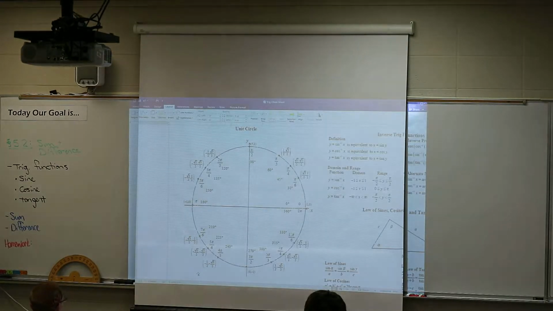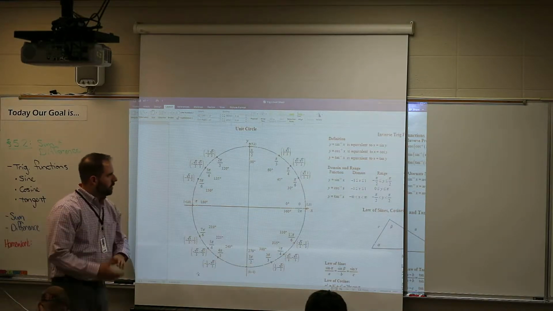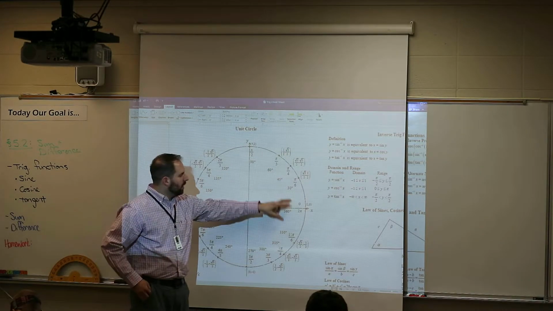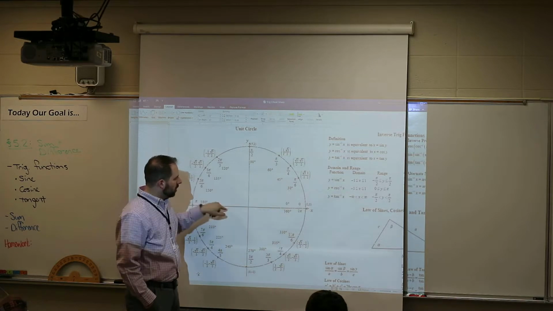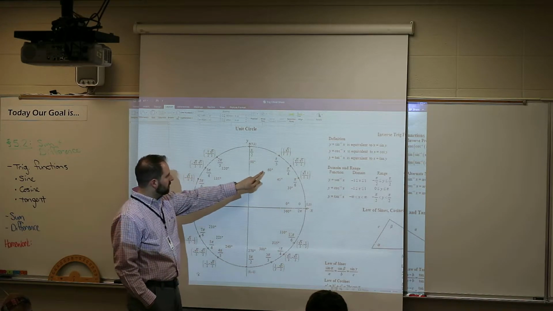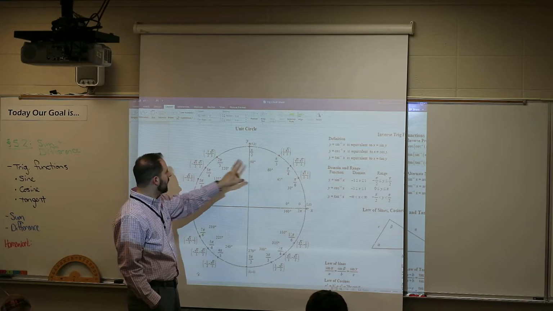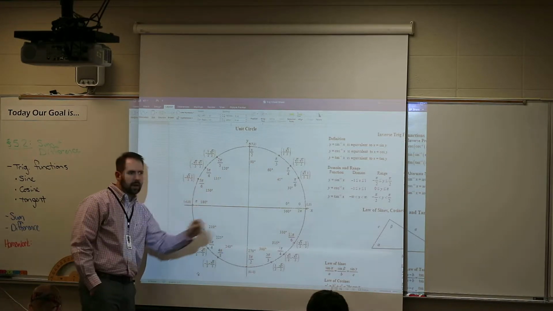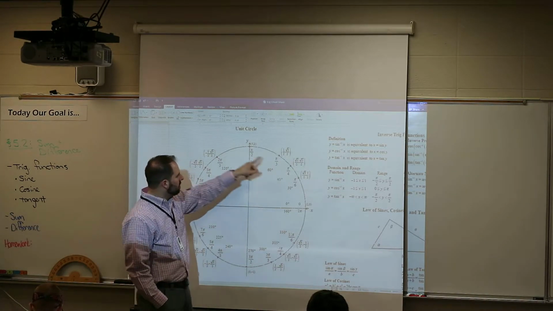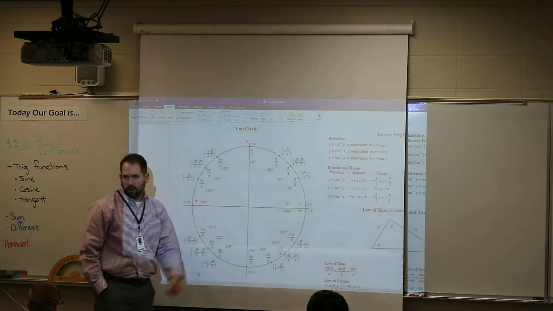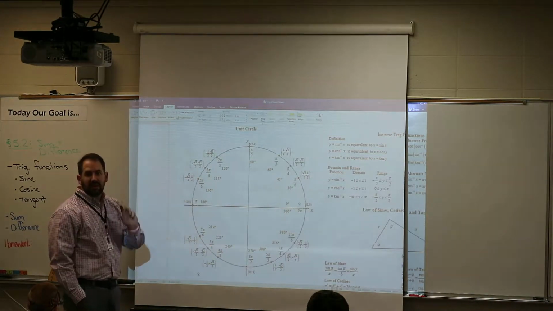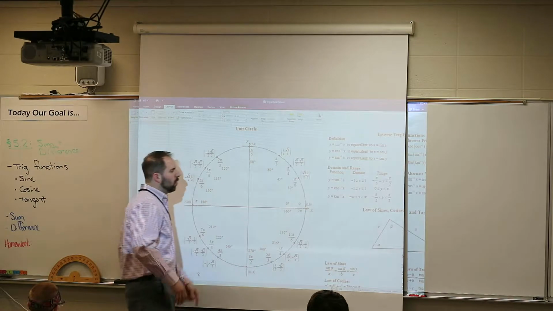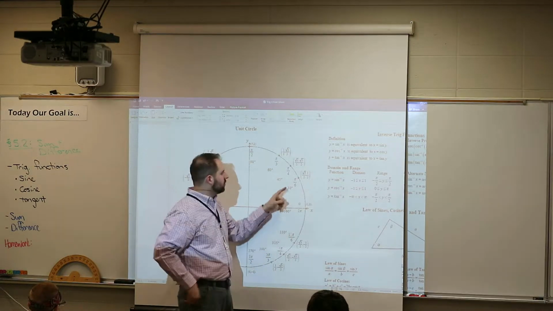So here's the unit circle chart that I provided you. It's on the website. I've always had it on the website every day, so if you need to re-download it, you can. As you can see, we have the angles. It's a Cartesian coordinate plane. We have 0 degrees, 30, 45, 60, 90, 120, 135, 150, and it keeps going. And the best part is it even has the radian measures, so you know how to convert those really quick.